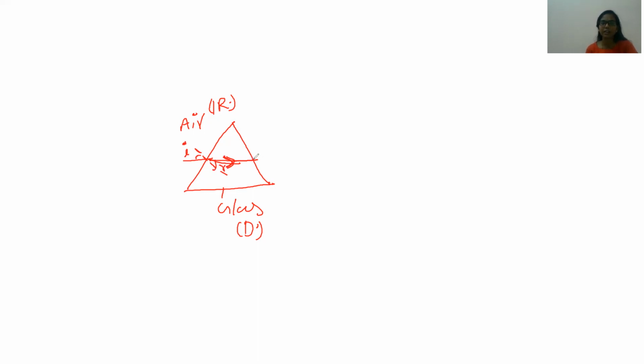Similarly, when the ray is coming from the denser medium to the rarer medium, from high traffic to low traffic, what happens? Your speed is going to increase. Let us imagine this is the normal to the second surface, second face. Let us take ABC, the face AC. This acts like a normal. Let us take this as normal one and this as normal two. So what happened? It will move away from the normal, like this.